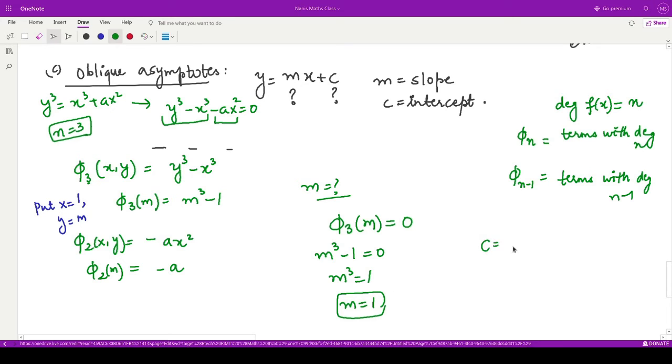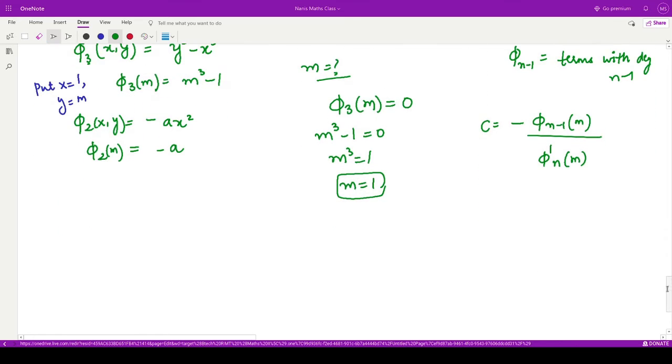So c would simply be obtained using this formula, minus phi n minus 1 of m divided by phi dash n of m. This is the general formula. n in our case is 3. So we would have c to be minus phi 2 of m divided by phi dash 3 of m.